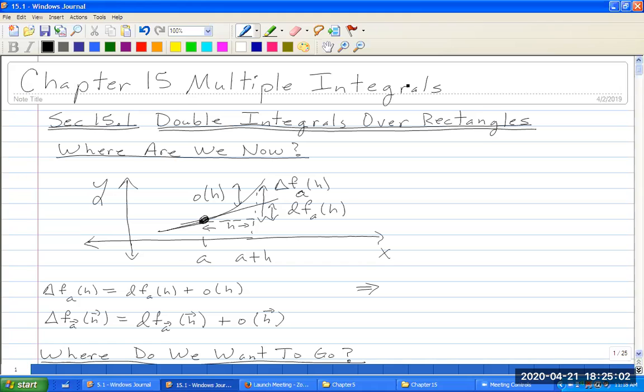Before we start this section, let me review where we have been and see where we are going. Where were we? Suppose I have the graph of some function, let's say y equal f of x.